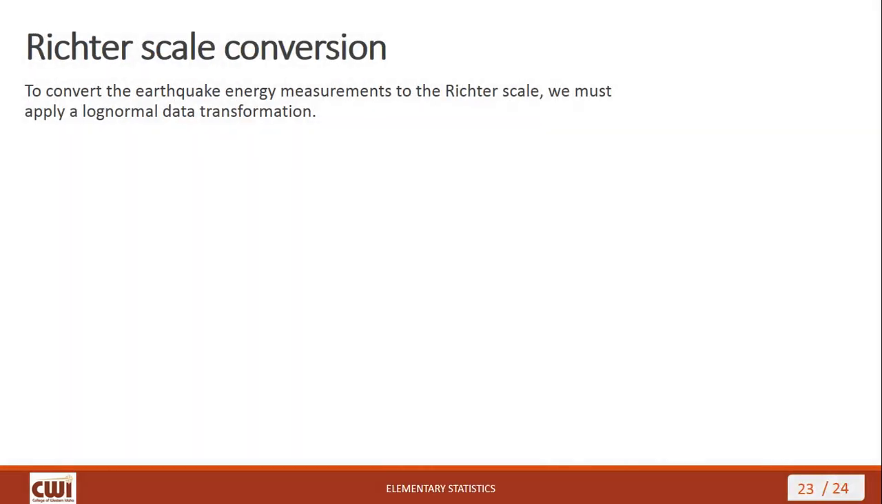Now the question becomes, if we convert them to this Richter scale and apply a log normal data transformation, will our data set then become normally distributed? Well, first let's apply the data transformation so we can get our values. Place your cursor in the top cell of the column where you want the transform data to appear. Typically, I just pick the next free, open, and clear column.